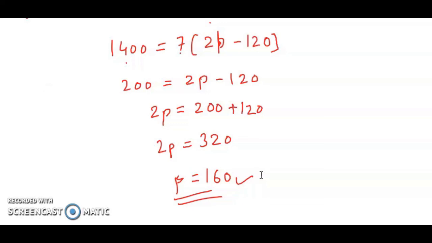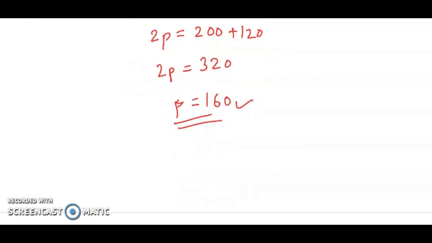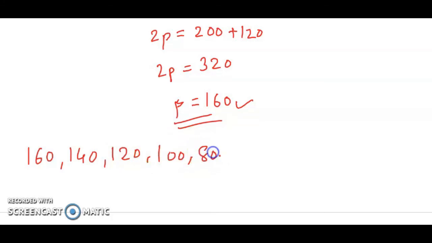Now if you want to find out, the second prize will be 20 less than first prize. So first prize is of 160, second prize will be 140, third 120, fourth prize will be 100 rupees, fifth prize of 80 rupees, sixth prize of 60 rupees and seventh prize of 40 rupees. If you add all this, you will get the total equal to 700 rupees. Okay, so this is the answer.